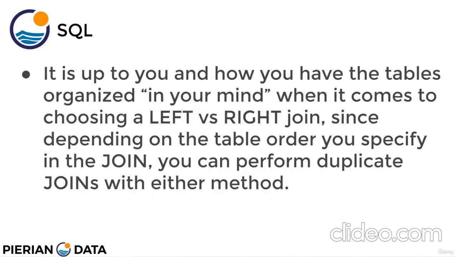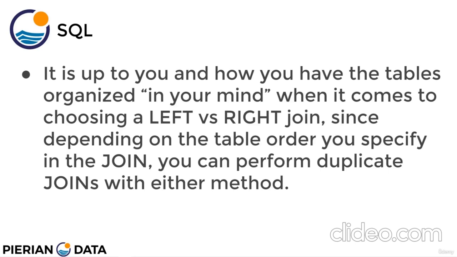So it's really up to you and how you have the tables organized, quote unquote, in your mind when it comes to choosing a left versus a right join, since depending on the table order you specify in the join, you could perform duplicate joins with either method. If two tables can be joined and you can get results with a left outer join, you should also be able to get the exact same results with a right outer join or right join by switching the table order, depending on the exact query you're doing.